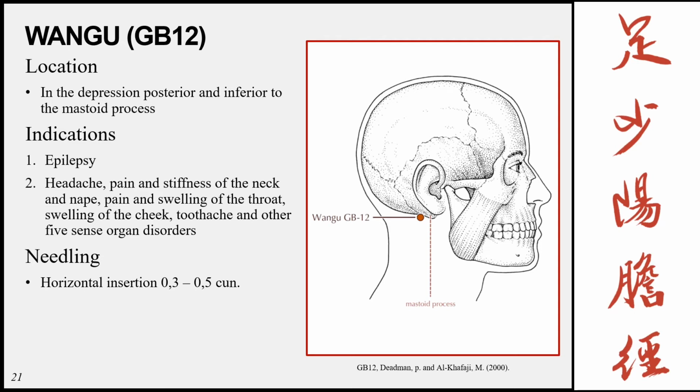Indications, it can be used for epilepsy, and then headache, pain and stiffness of the neck and nape, pain and swelling of the throat, swelling of the cheek, toothache, and other disorders of the 5 sense organs. Our insertion is also horizontal, 0.3 to 0.5 tsun.